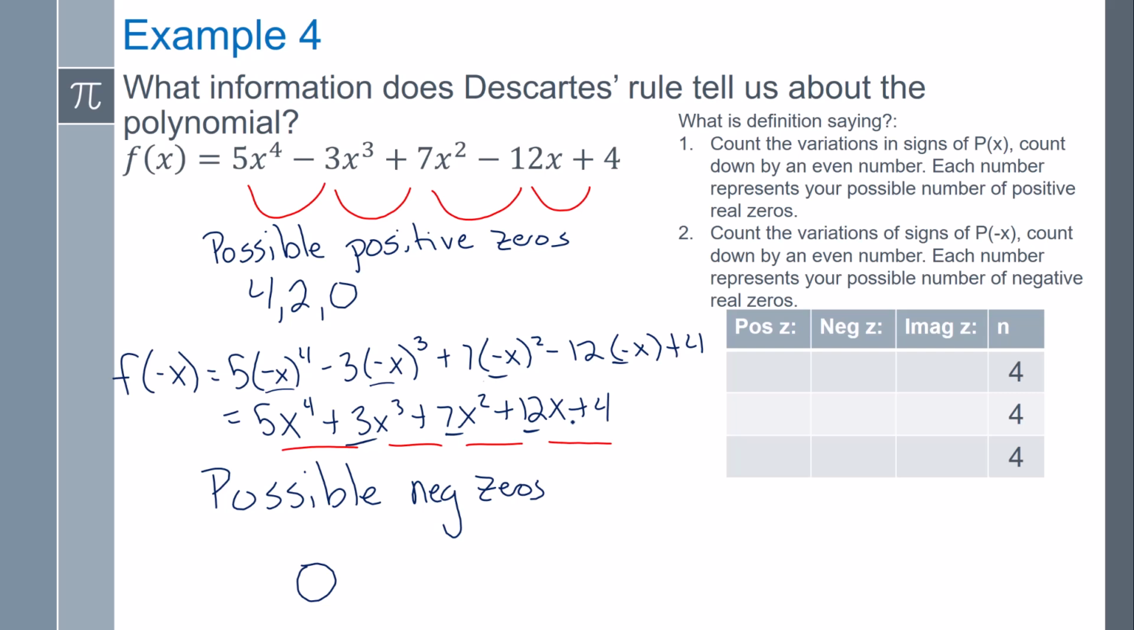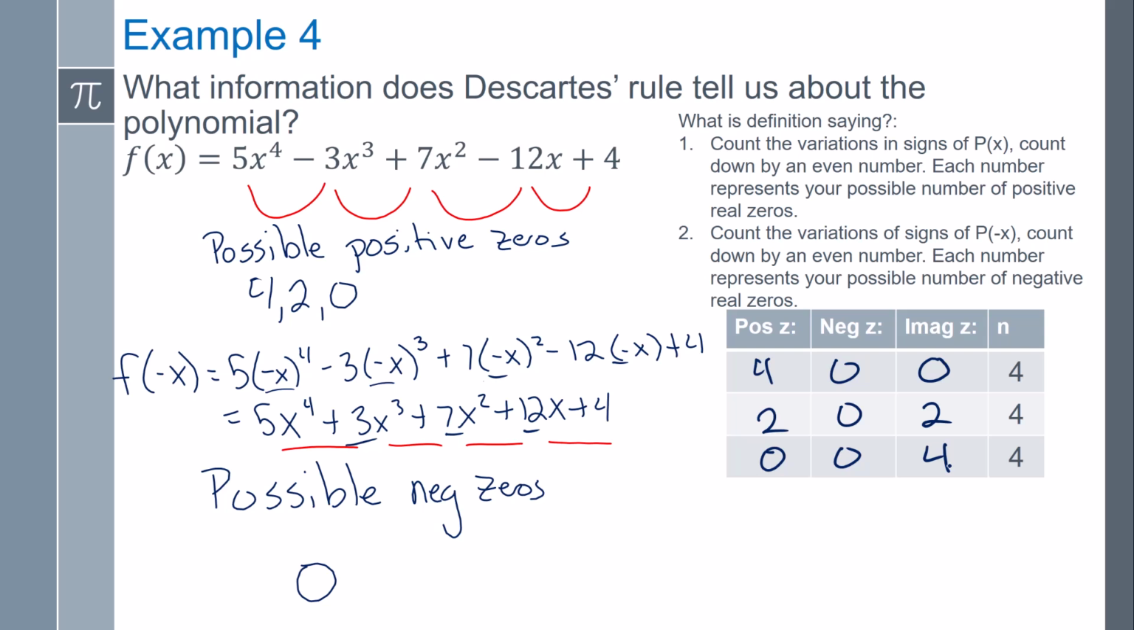So now I combine them all together. I have 4 and 0, 2 and 0, and 0 and 0. So now this means that I have 0 imaginary zeros. It crosses the x-axis 4 times, crosses it twice, and then doesn't cross at all, and I just have 4 imaginary zeros.